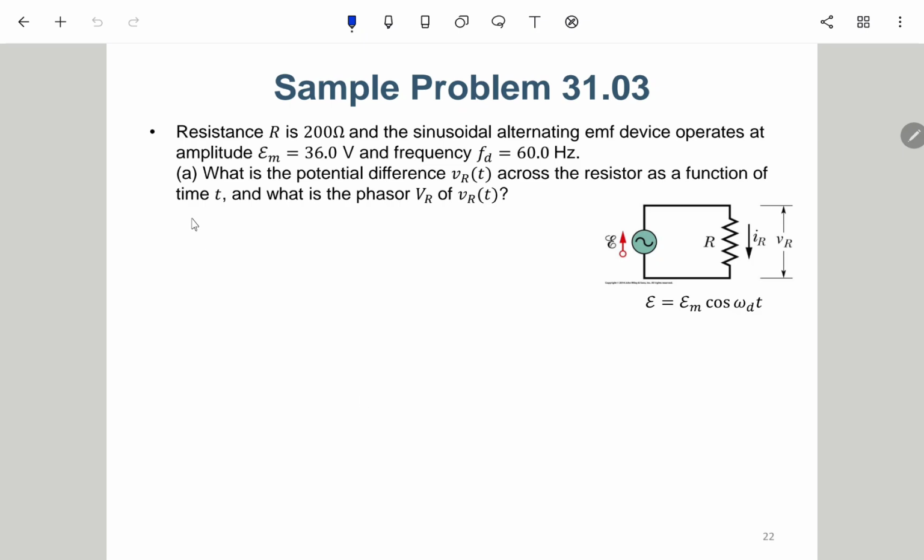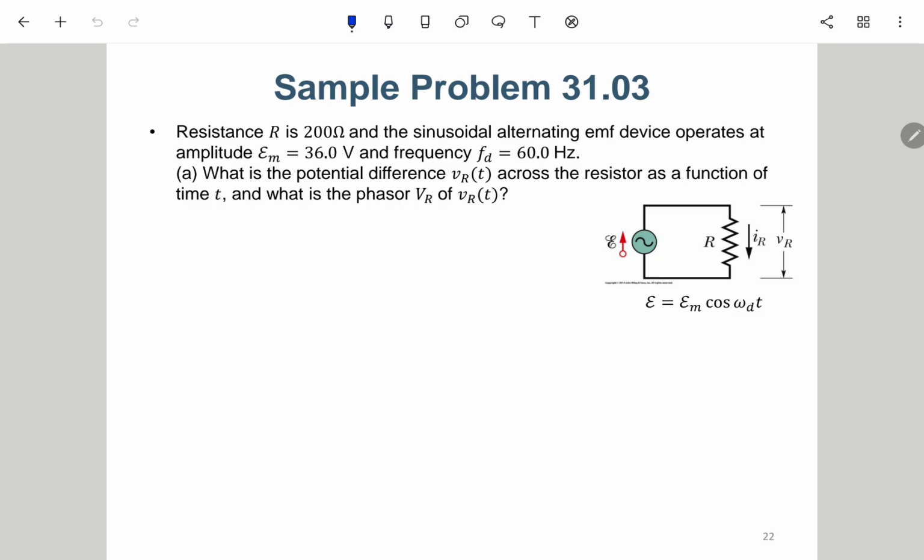First it says resistance R and the sinusoidal AC device operate at amplitude EM equals 36 volt and frequency FD equals 60 Hertz. What is the potential difference VR across the resistor as a function of time T, and what is the phasor VR?